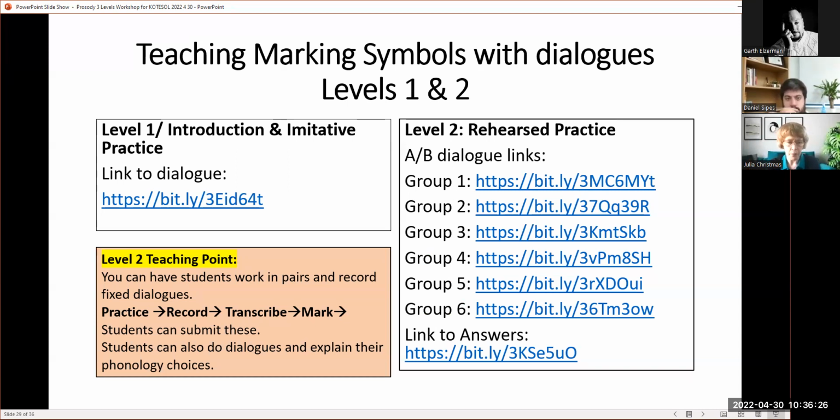So I also have them record fixed dialogues. They practice, and then they record, and then they transcribe, and then they mark them, and then they turn them in. And they can do dialogues and explain their choices with each other, or explain to you even just one sentence. So I put this mark because this is falling intonation. This is a thought group. As deeply or as shallowly as you need to go with this, you can.